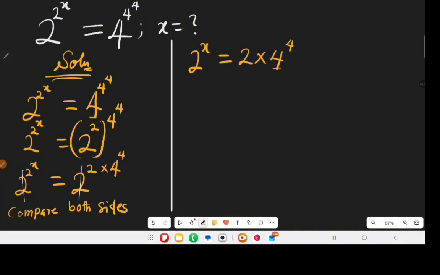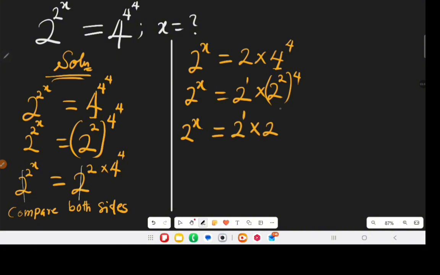Now we express this 4 in base 2. So we are going to have 2 raised to the power of x equal to 2 raised to the power of 1 times 2 raised to the power of 2 raised to the power of 4. If we continue, we are going to have 2 raised to the power of x equal to 2 raised to the power of 1 times 2 raised to the power of 8, when we multiply the powers.